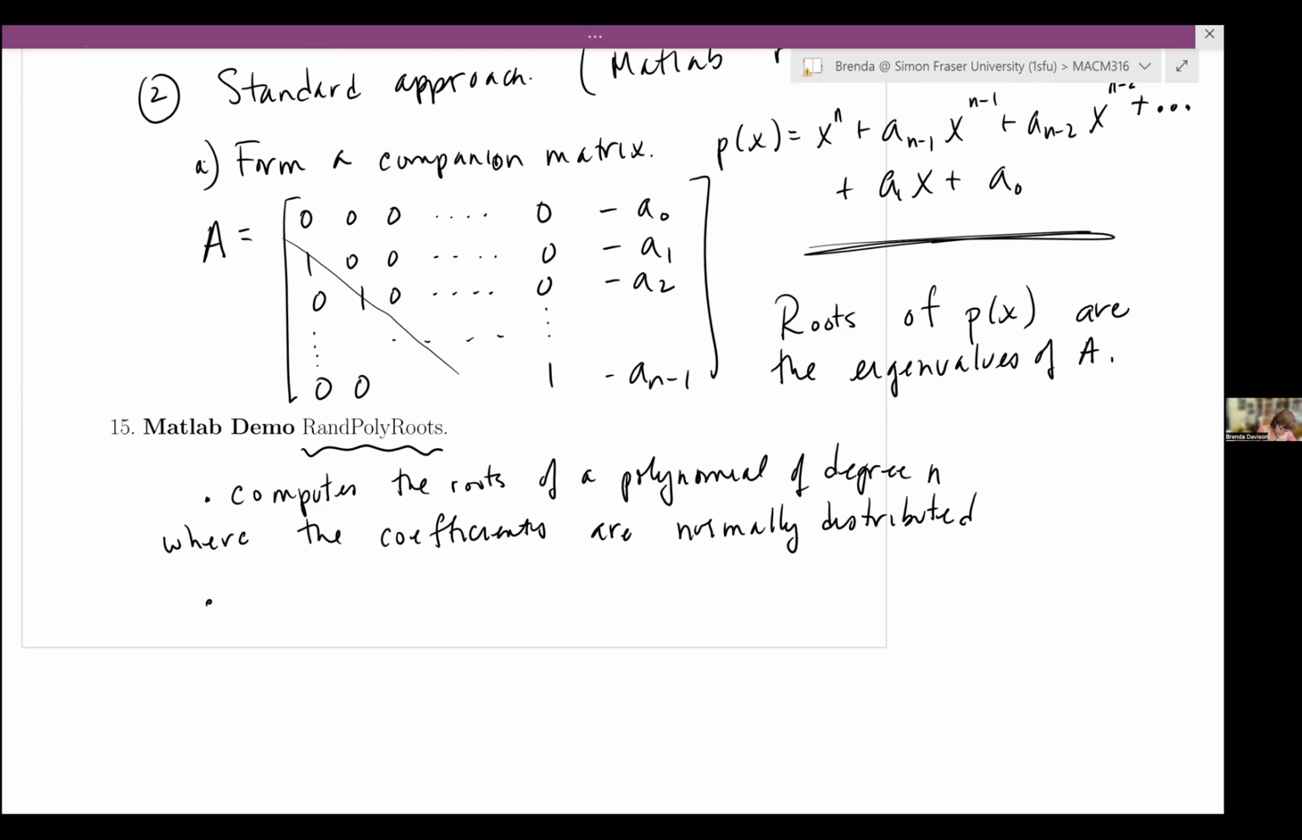And here, as n increases, the roots cluster on the unit circle. So that's kind of an interesting thing to see. Run that code, and you can change the value of n, and you will see that as n gets larger, the roots tend to cluster on the unit circle.